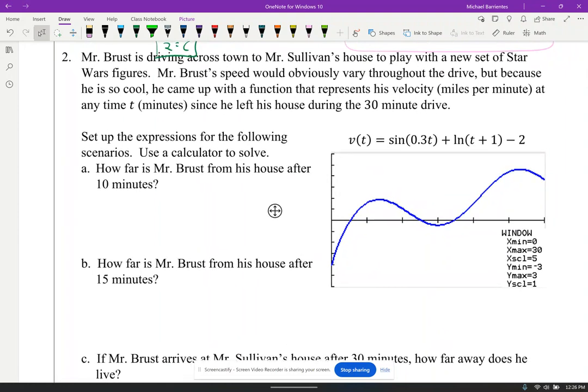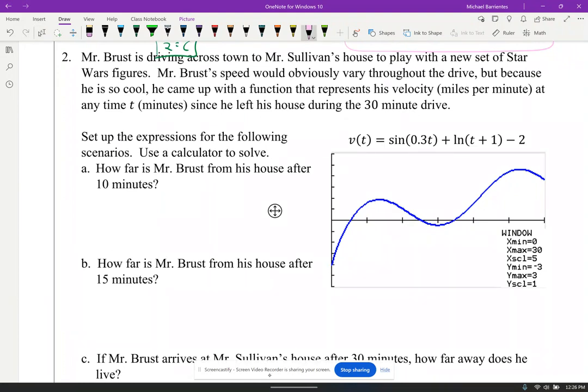Mr. Brust is driving across town to Mr. Sullivan's house to play with a new set of Star Wars figures. Wow, it sounds like someone's having a good weekend. That sounds mighty fun. Mr. Brust's speed would obviously vary throughout the drive, but because he is so cool, he came up with a function that represents his velocity in miles per minute at any time t minutes since he left his house during the 30-minute drive.